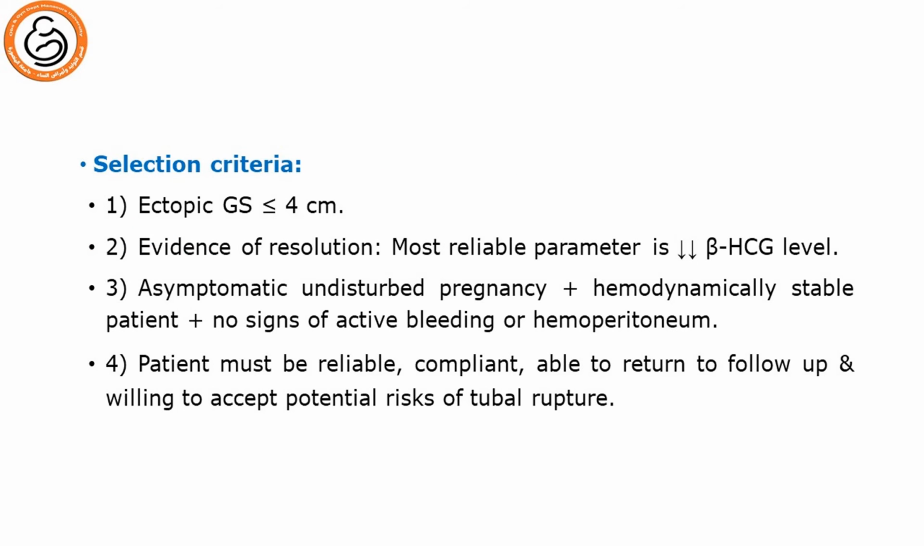Selection criteria for expectant management include an ectopic gestational sac less than 4 centimeters, evidence of resolution guided by decrease in the HCG level, asymptomatic undisturbed pregnancy, a hemodynamically stable patient with no signs of active bleeding or hemoperitoneum, and of course the patient should be reliable, compliant, able to return for follow-up, and accepting the potential risks of tubal rupture.